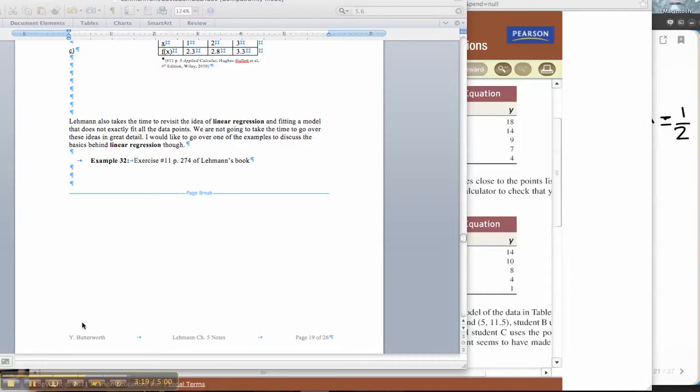And remember, linear regression is a way of fitting a model to something that's approximate. So we're going to try to find a line that approximates real-world data points. And I'm not going to go into regression in any great detail, and I'm not going to have you do a lot of these problems. But I did want to take a look at exercise number 11 because I thought it gave you a good idea of what the regression was about.